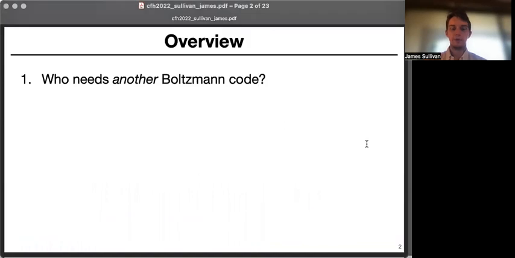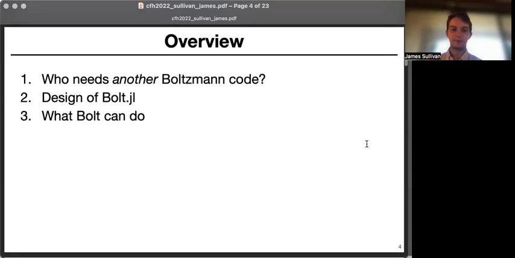Okay, so for a brief preview of what I'm going to talk about, first I'll try and motivate why we might want another Boltzmann code, even though there are already some perfectly good Boltzmann codes out there. I will talk a little bit about the goals of Bolt and also how we're going to achieve those goals with the design choices we made. And also I'll show some early results and talk a little bit about what Bolt can do.